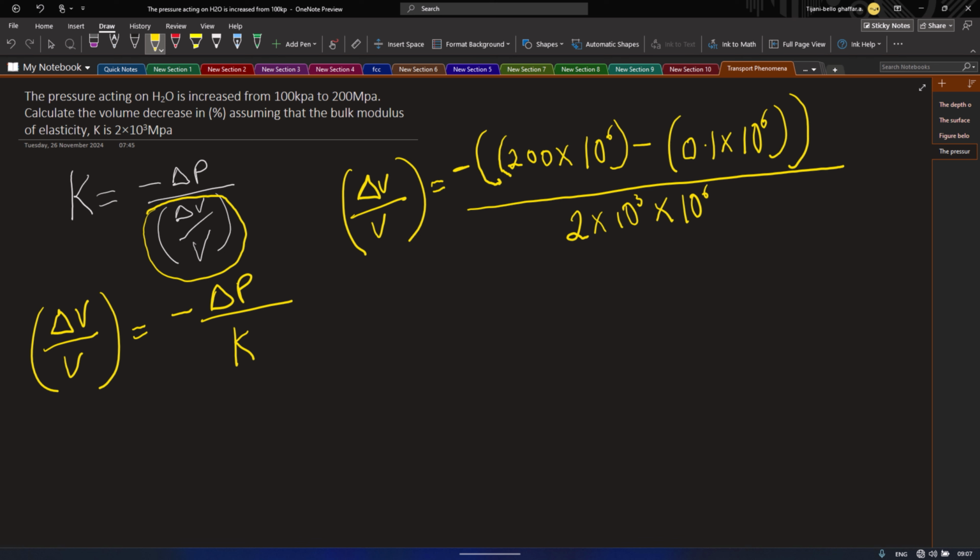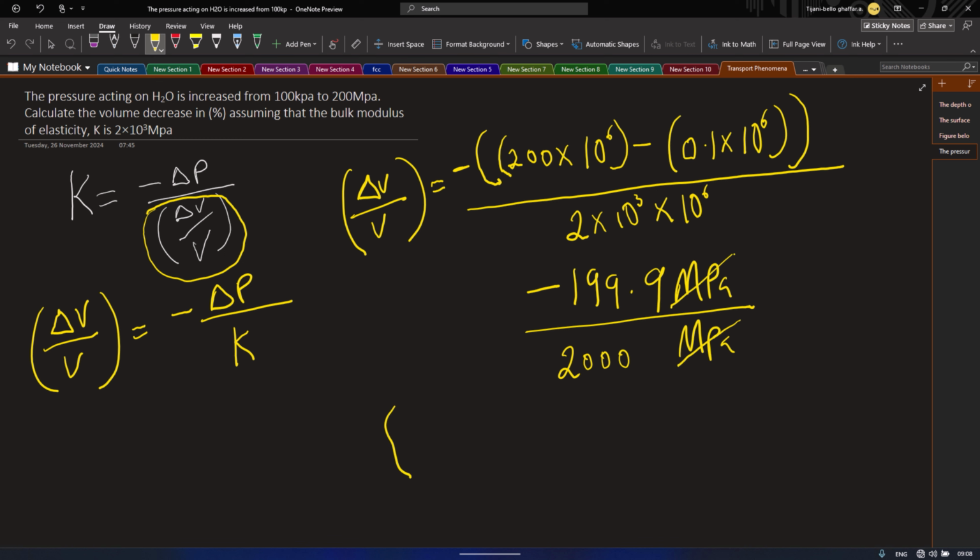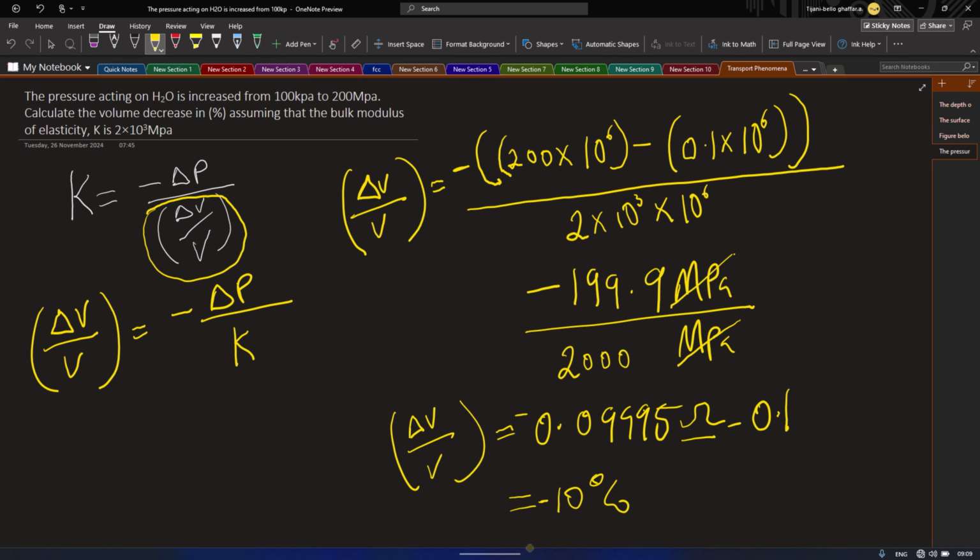So going ahead to solve, I have minus 199.9 megapascal over 2000 megapascal. So megapascal cancels megapascal, therefore the fractional change of volume is equal to minus 0.09995, approximately minus 0.1. So multiplying it by 100, we get negative 10. Therefore, we can say the volume decreases by approximately 10%. The negative sign there denotes that it is a decrease in volume.